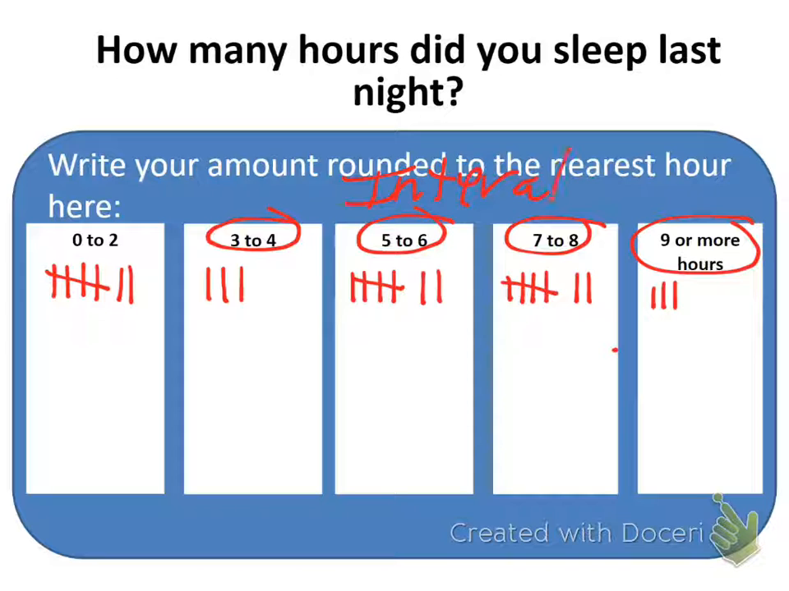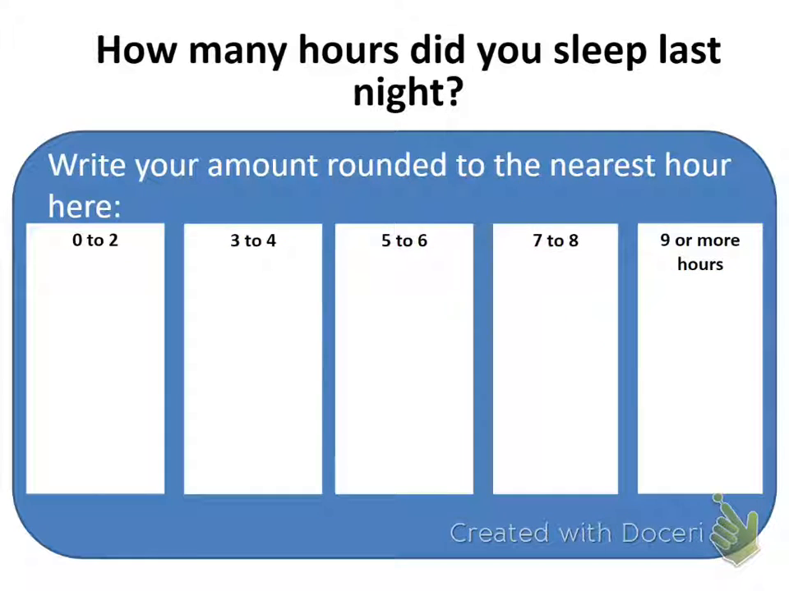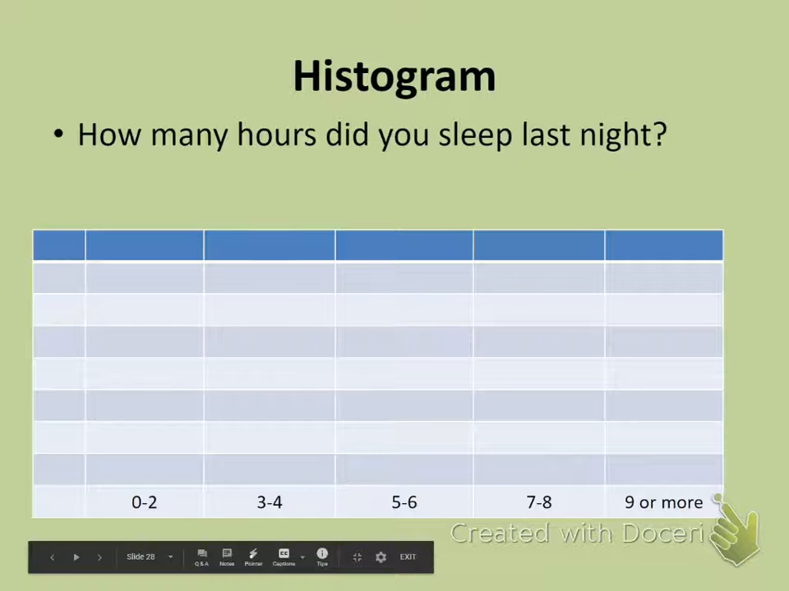Interval. All it means is a range of numbers. So how many people fell in which interval? In the 9 or more hours, we have 3 people in that interval. That's all it means. So we have 7, 3, 7, 7, 3. Interesting numbers. Now let's make a graph. So you have this on there.